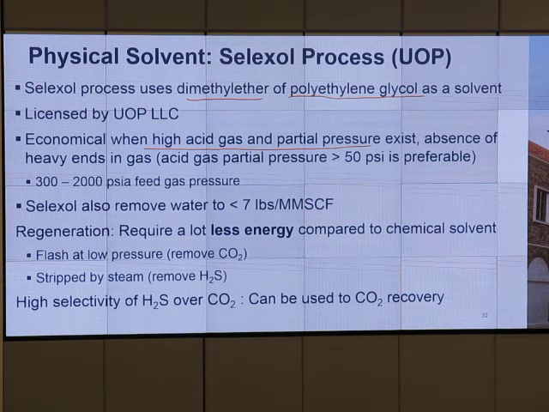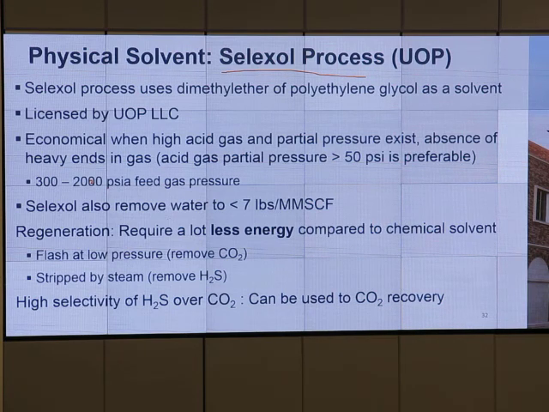High acid gas partial pressure, let's say you have 2000 psi and you have 1% H2S. That 1% means 20 psi, right? If you have 2000, 10% is 200, 1% is 20 psi. But you need more than 50. Doesn't work. So this process requires high concentration of H2S. If you have just 1% out of 2,000, that is just 20 psia. Doesn't work, right?